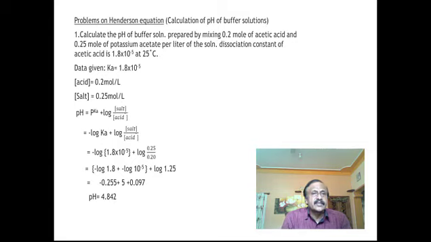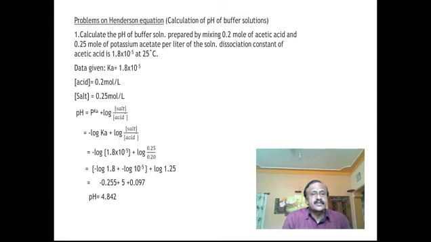Dear students, with this we come to the end of this session. Similarly, they may ask to calculate the pH of a buffer solution prepared by mixing, say, some concentration of ammonium hydroxide and some concentration of ammonium chloride. When that is the problem, then the formula to be used is pOH is equal to pKb plus log of salt concentration by base concentration. So similarly you can solve that.